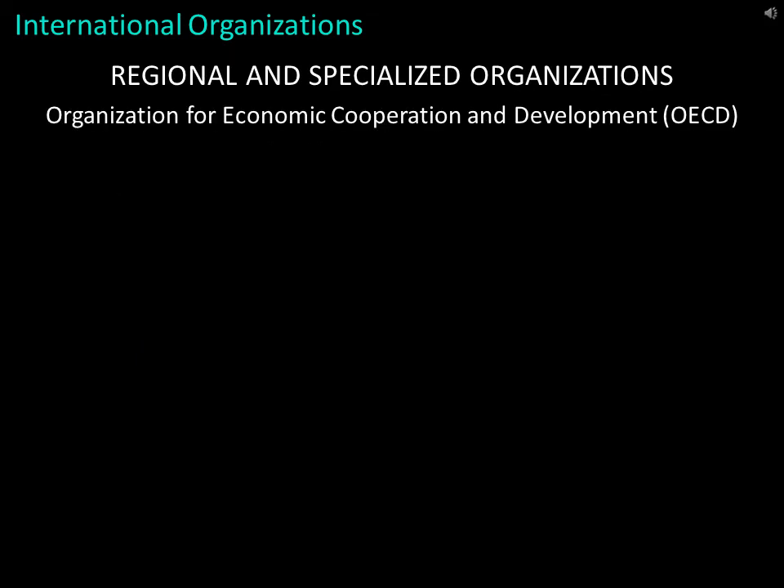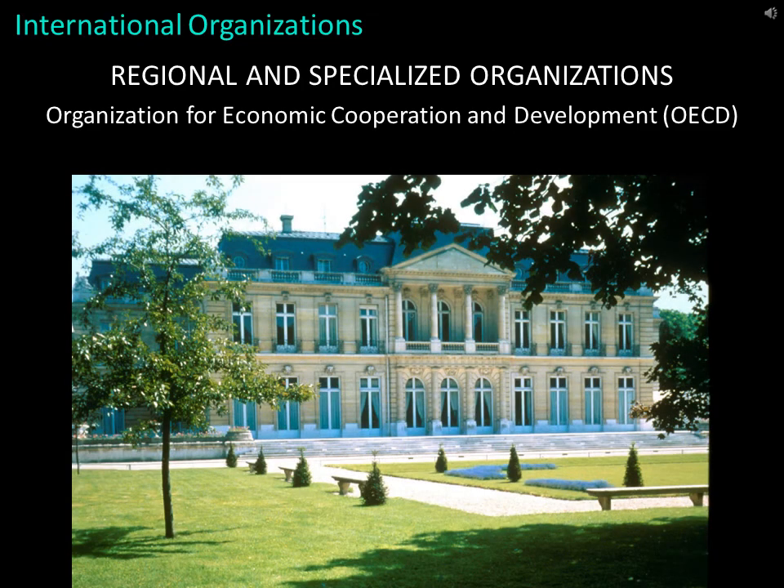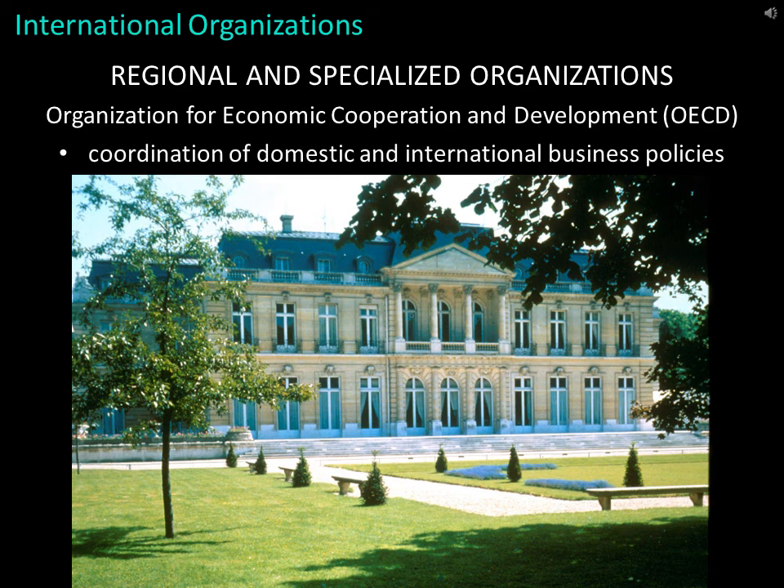The Organization for Economic Cooperation and Development, or OECD. The OECD was established in 1961 and has since grown to include membership by 34 countries with its headquarters in Paris. The main goal of the OECD is to coordinate domestic and international business policies in an attempt to achieve consistency in light of ever-increasing globalization.